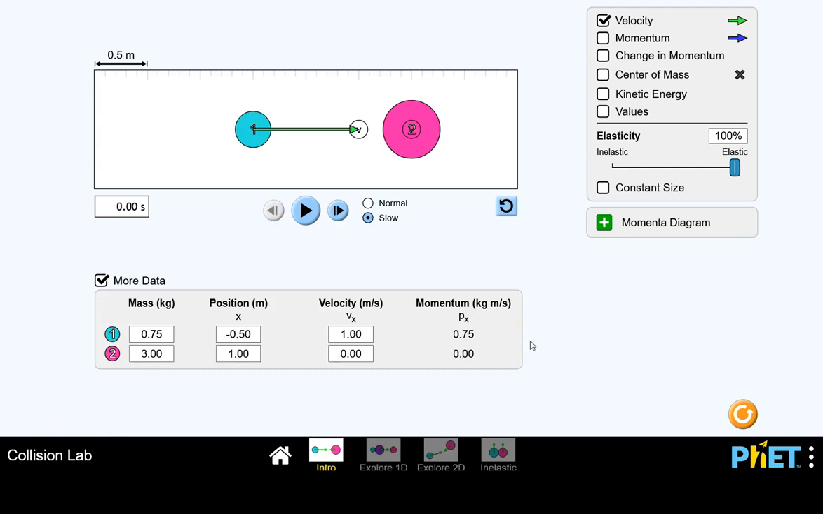Now turn your attention to the options in the upper right-hand corner. Notice there is already a checkbox marked for velocity. This turns on or off the display for velocity vectors in your diagram. You can also display the calculated momentum vector for each object instead of the velocity or both.